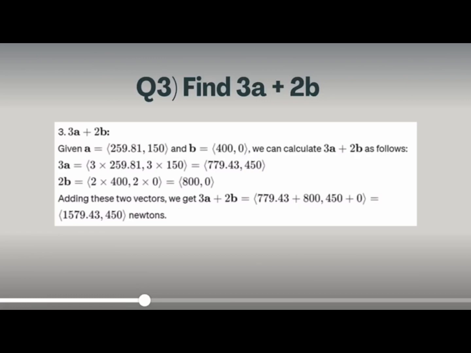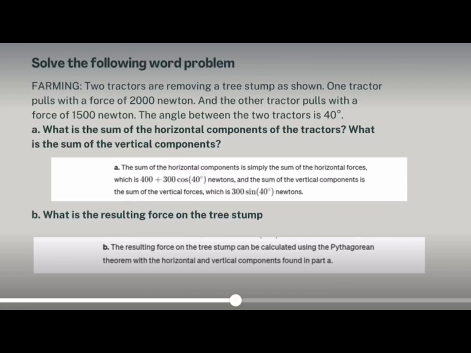Next, find 3a plus 2b. It's literally so easy here. We just substituted. For 3a, we just multiplied 3 by the components we found for a, and then we multiplied 2 by b, and then we added them together to get the final result of the two vectors, which was 1579.43 and 450 newtons. And these were our components of the two vectors.